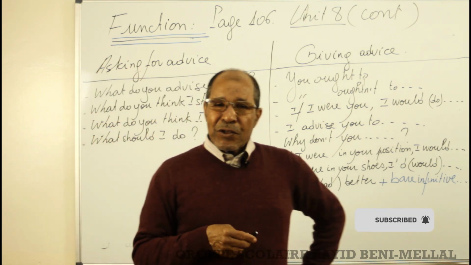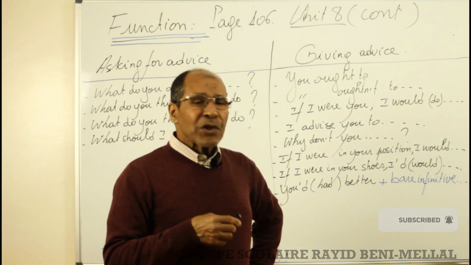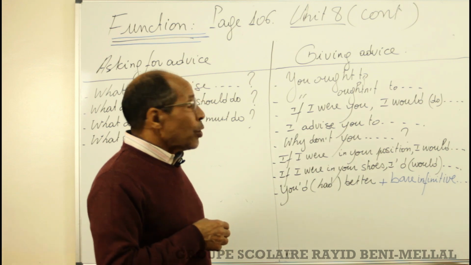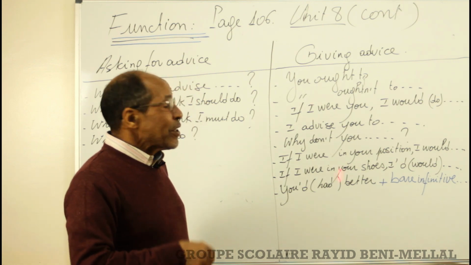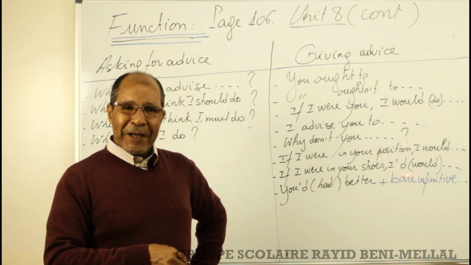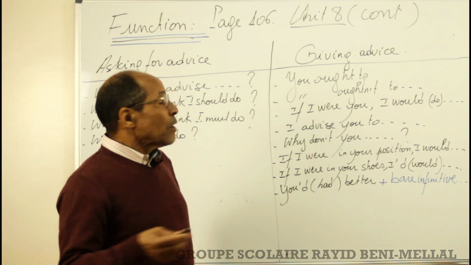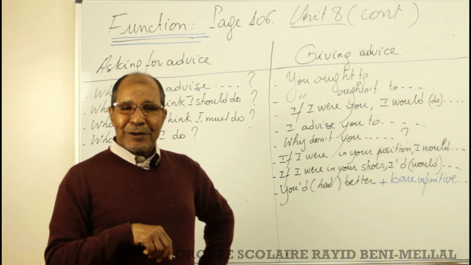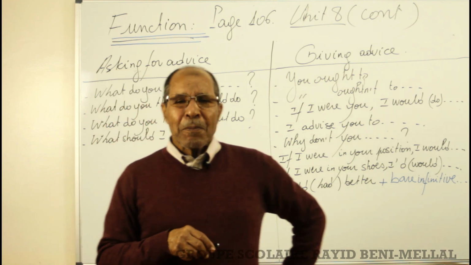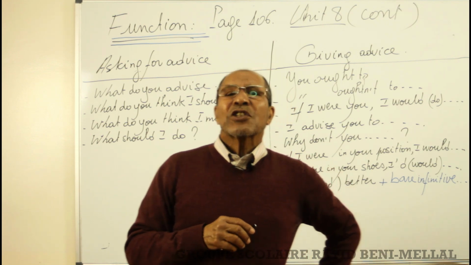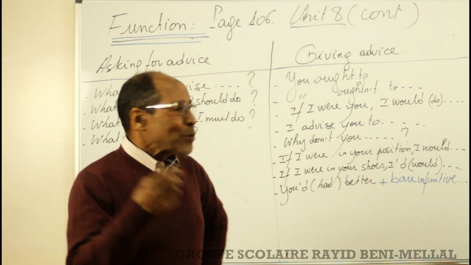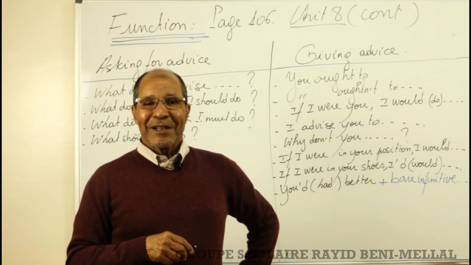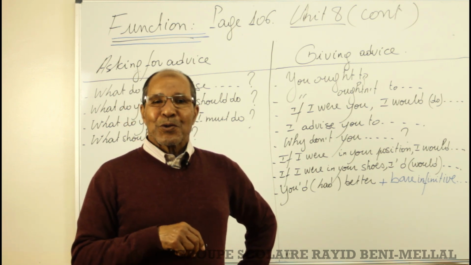When you give advice, you have, as you know, a lot of ways to give advice. These are the ways you can use to give somebody advice. You may say, for example, "you ought to." Let's take somebody who is addicted to alcohol. You would say, "You ought to stop taking alcohol. You ought to stop smoking."